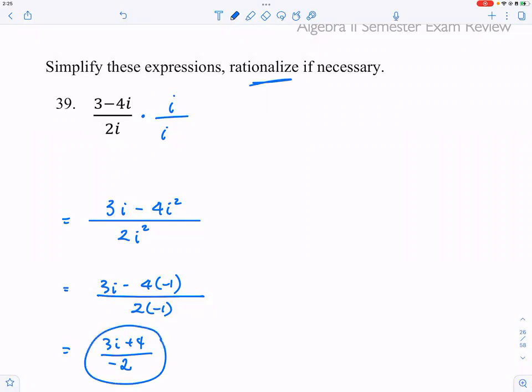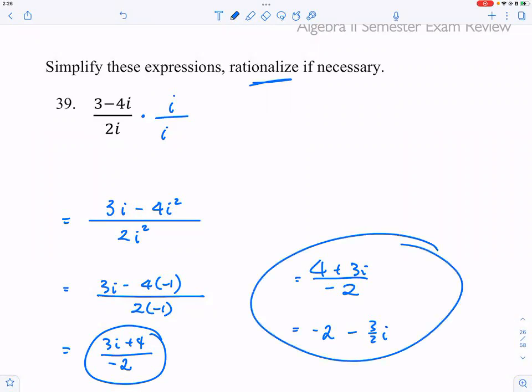So you may express this as your answer. You may also have 4 plus 3I over -2 as your answer. You may also have -2 minus 3 over 2I as your answer. Any of these three will be an acceptable version of the answer.